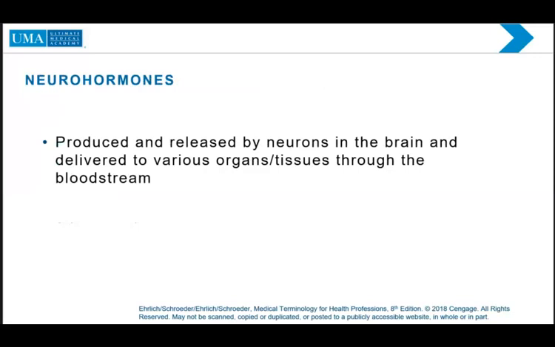Neurohormones are produced and released by neurons in the brain and delivered to various organs and tissues through the bloodstream.